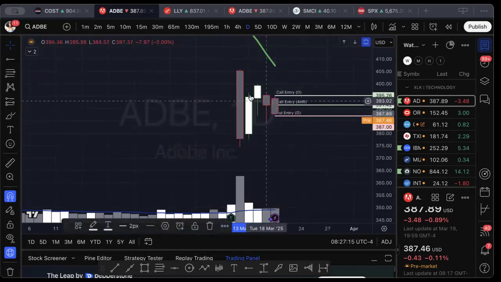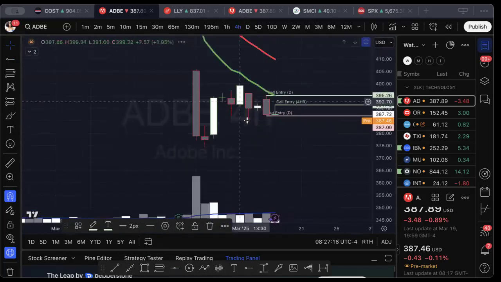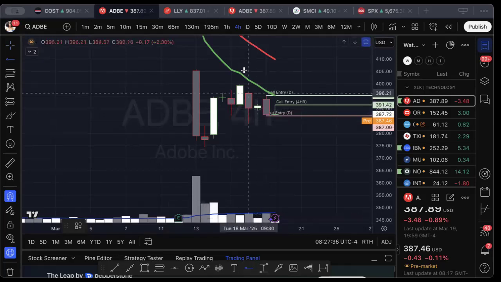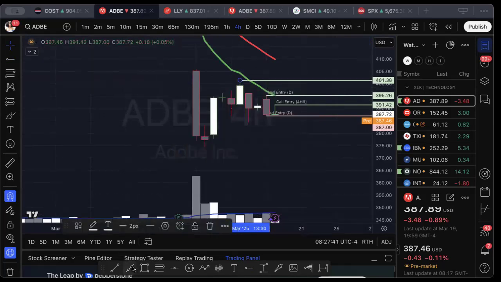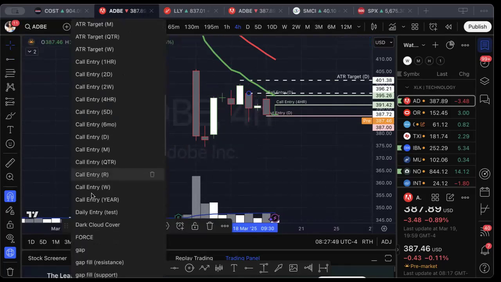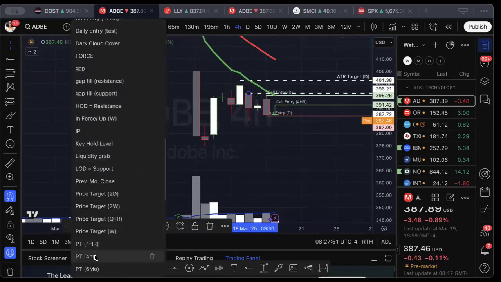And actually, let's look at something else because we do have an earlier entry off of the 4 hour. So let's see. All right, so with that earlier entry off of the 4 hour, we're looking at 401.38. And that will be our ATR target to the upside. And then let's mark out our price targets, which are essentially areas that you can consider taking profit along the way.